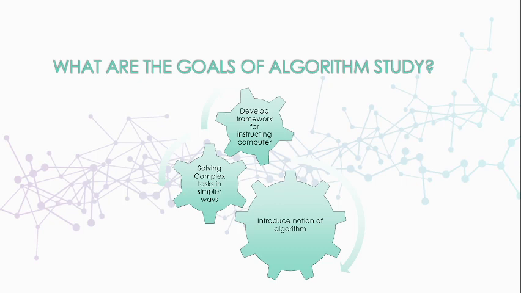Second one is solving complex tasks in simpler ways. That is, algorithm helps us to break down a very big or a complex task into smaller pieces so that they can be solved very easily. And the third one is to introduce the notion of algorithm. That is, to introduce the idea of algorithms in solving problems.